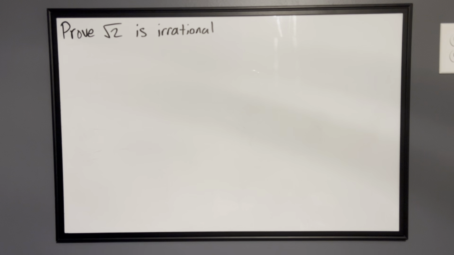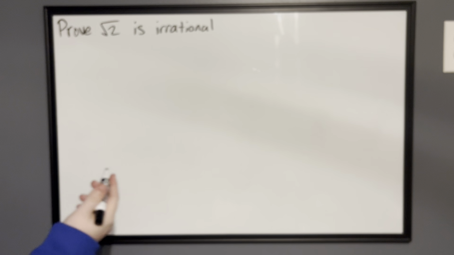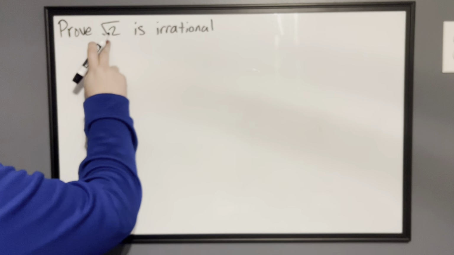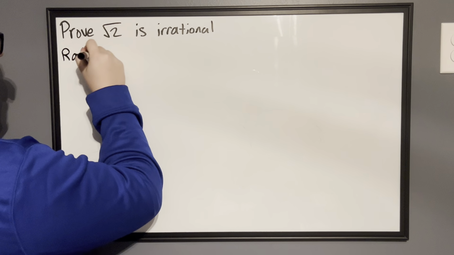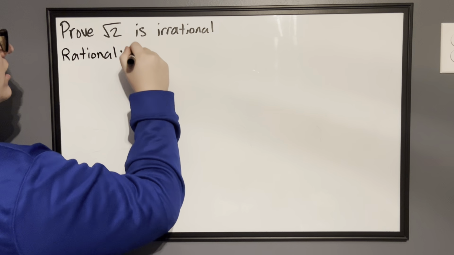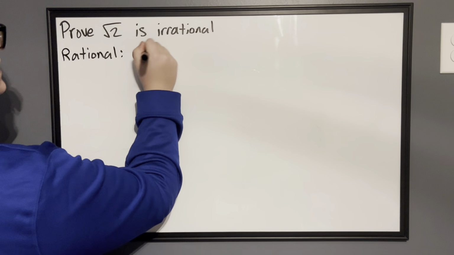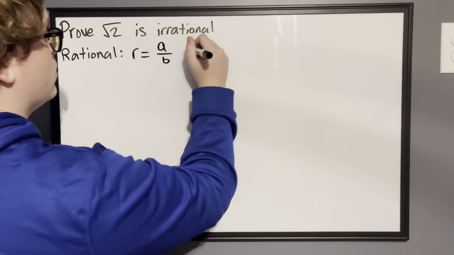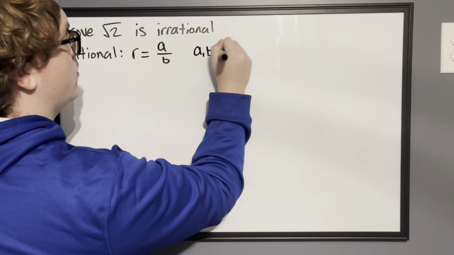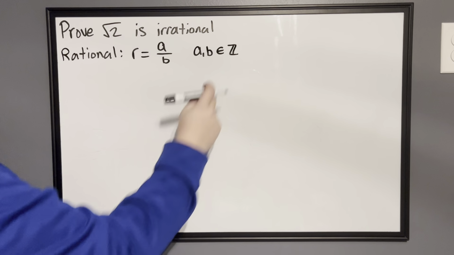But before we do, we want to define some key terms. So we're working with irrational numbers, so we want to define what we mean by a rational number so we can prove that square root of 2 does not fit there. So a rational number, we're just going to call it R. Any rational number R can be expressed as A divided by B, so a fraction. Now it's important that A and B are both integers, which is what I'm saying right here. A and B are in the set of integers.